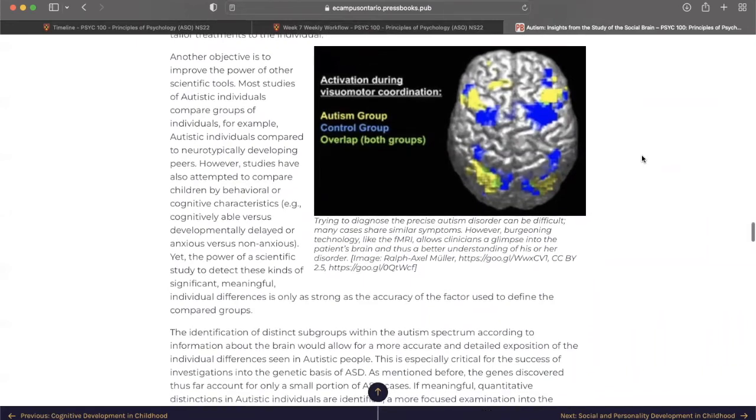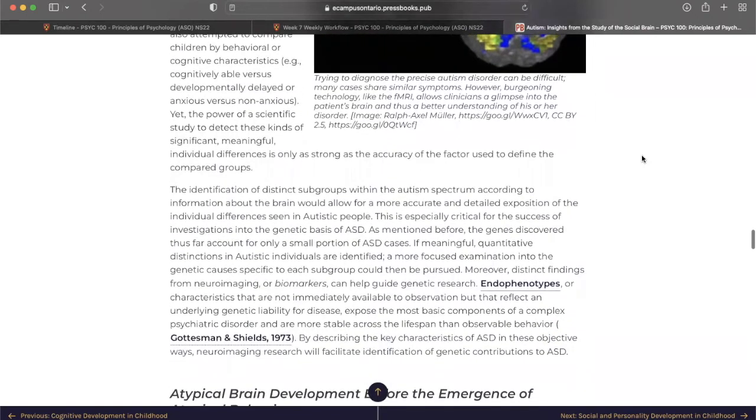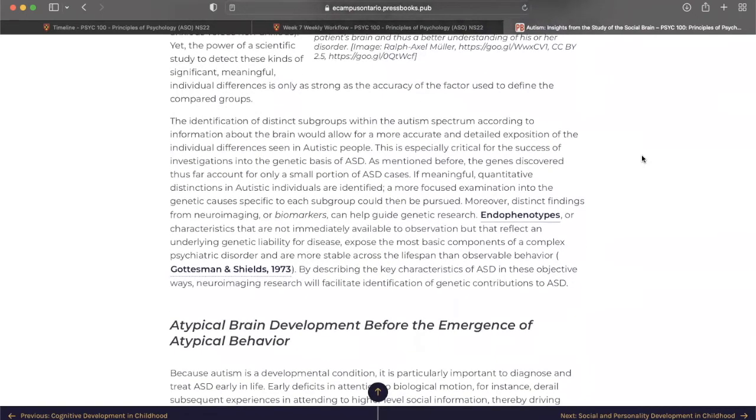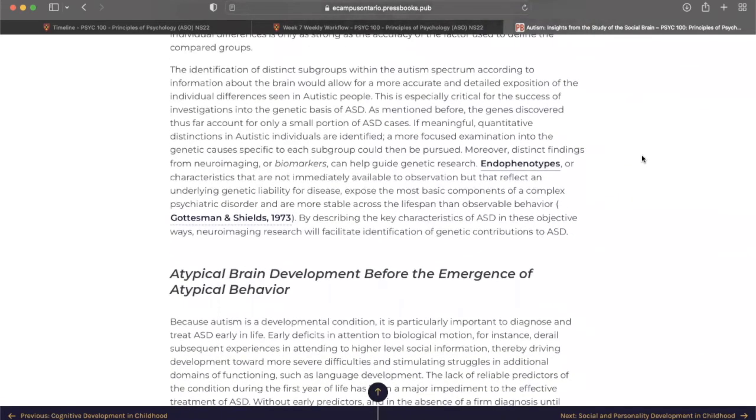Moving on. The identification of distinct subgroups within the autism spectrum according to information about the brain would allow for more accurate and detailed exposition of the individual differences seen in autistic people. This is especially critical for the success of investigations into the genetic basis of ASD. As mentioned before, the genes discovered thus far account for only a small portion of ASD cases. If meaningful quantitative distinctions in autistic individuals are identified, a more focused examination into the genetic causes specific to each subgroup could then be pursued.